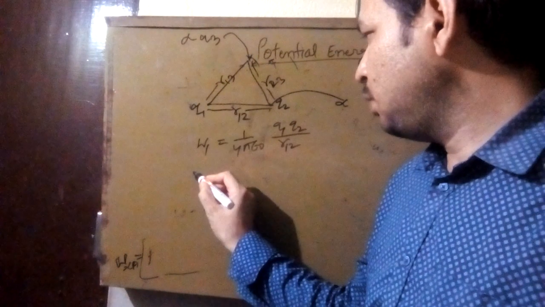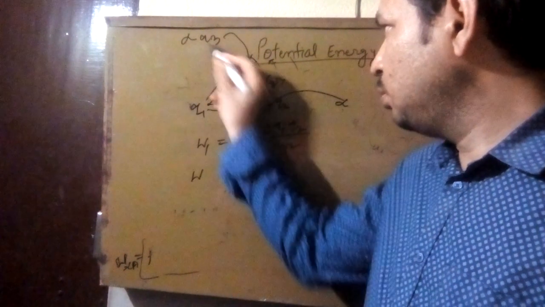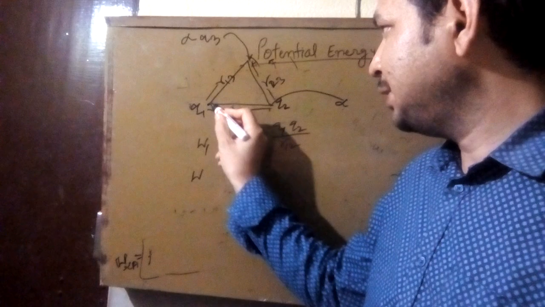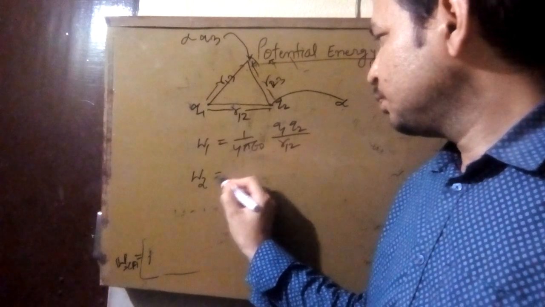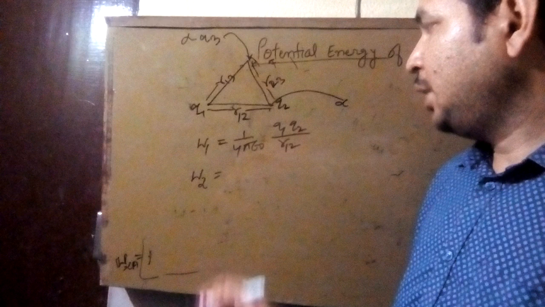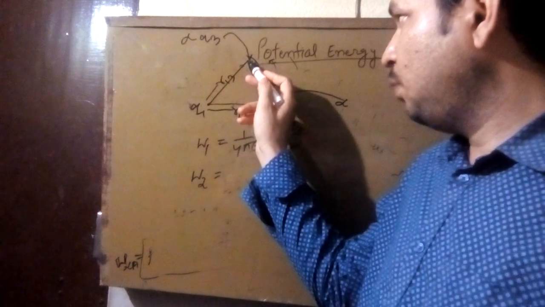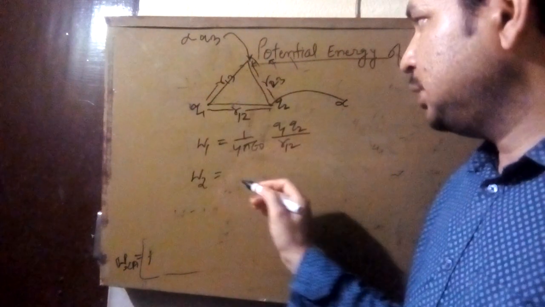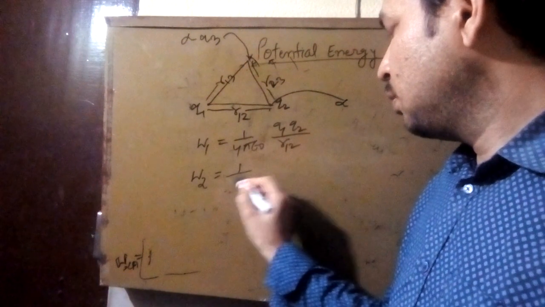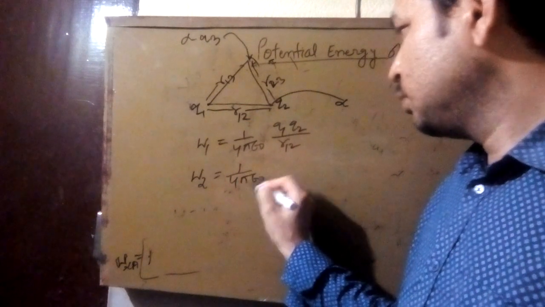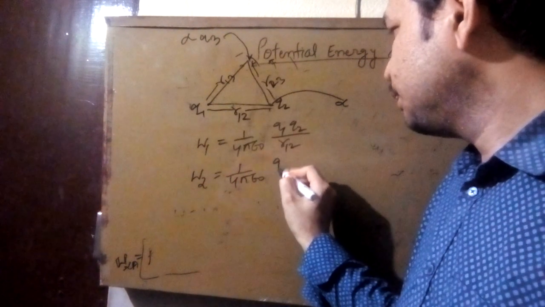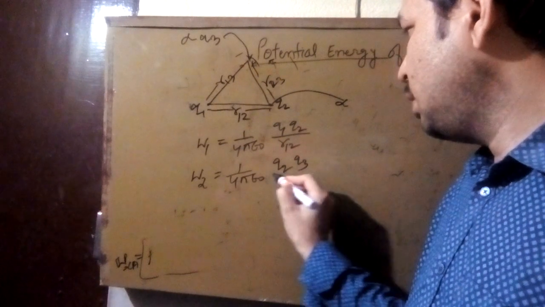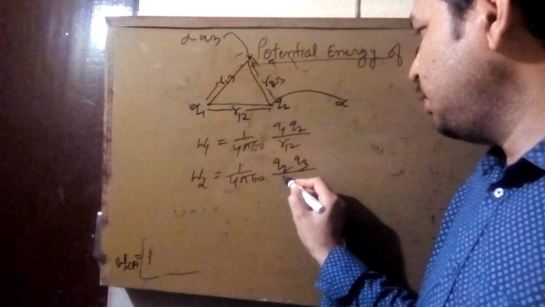Suppose the work done to bring Q3 from infinity to this point against the electric field of Q1 is W2. So what will be the work done to bring Q3 from infinity to this point against the electric field of Q1? It is 1 by 4 pi epsilon naught, the product of these two charges, we have calculated the formula, and the distance between them.